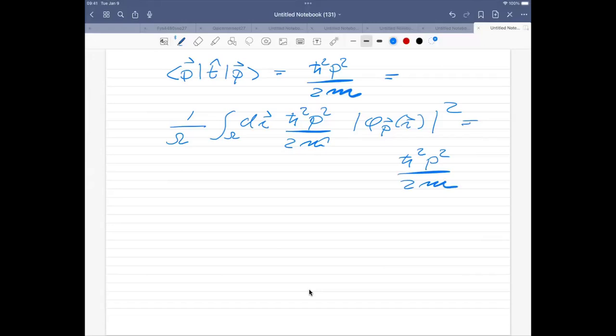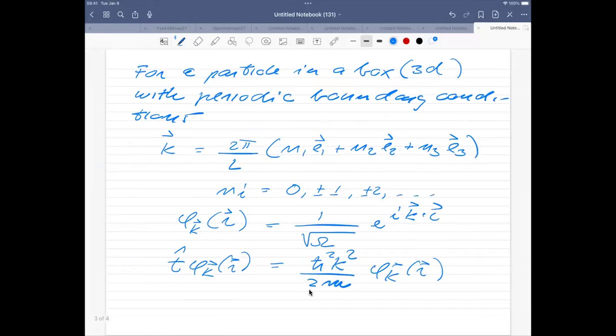Now, there's something we should remember: p squared is proportional to, and we can use p squared or k squared, n1 squared plus n2 squared plus n3 squared. If you go back to the formula for the discretized values which k can take, this discretization comes from the fact that you are doing the calculations in a box and there are boundary conditions which the system has to obey.